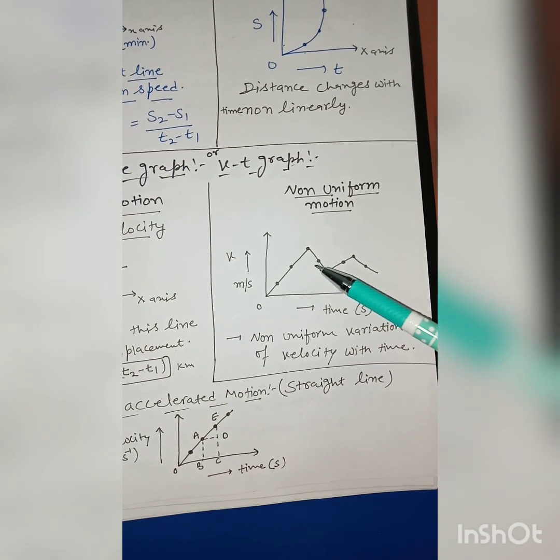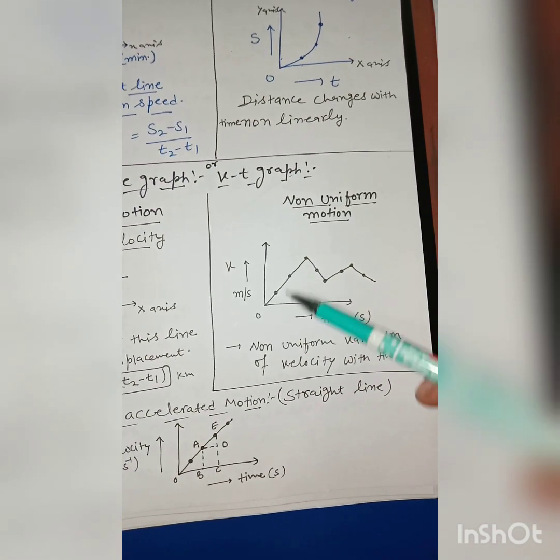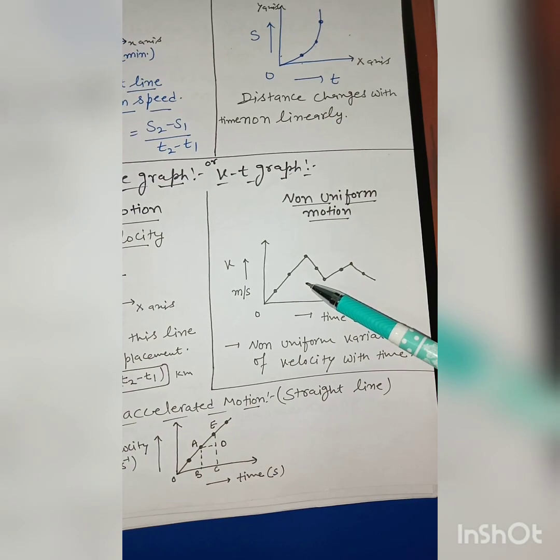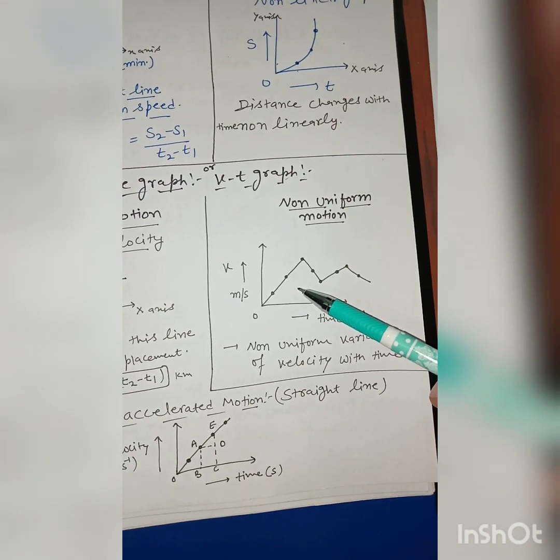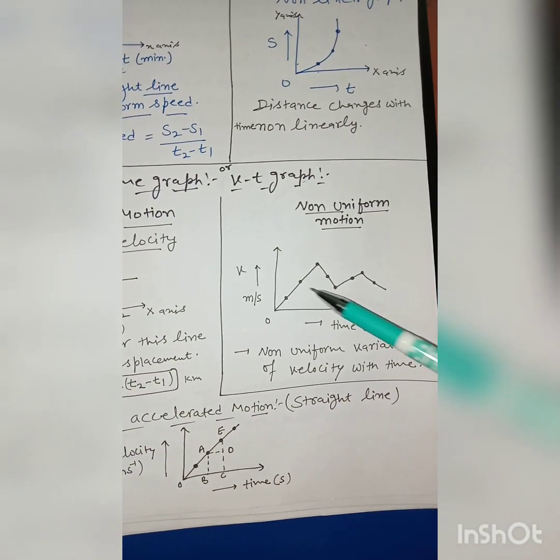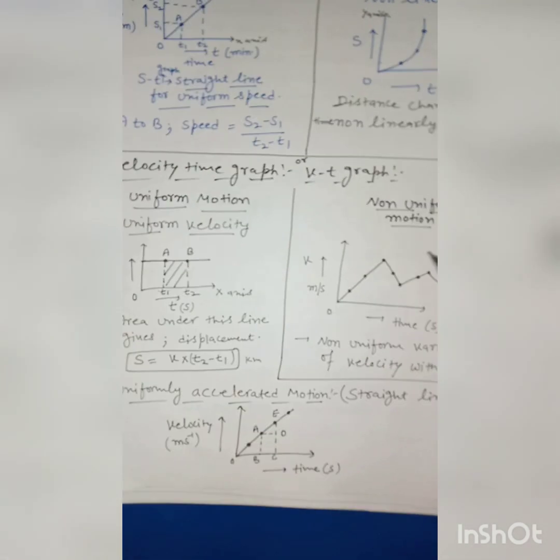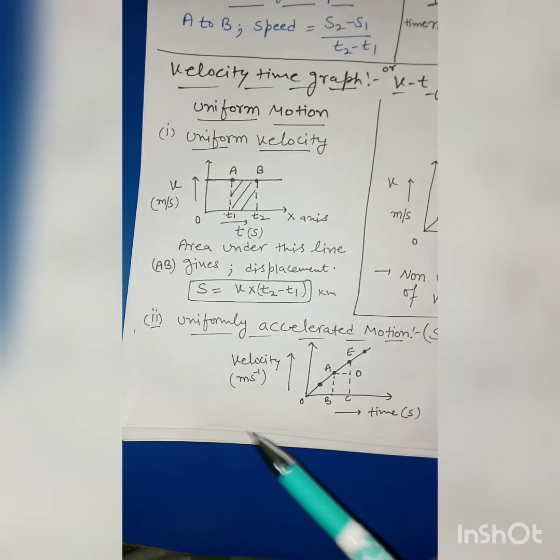In non-uniform motion, velocity is changing non-uniformly with time. So this type of motion is non-uniform motion.